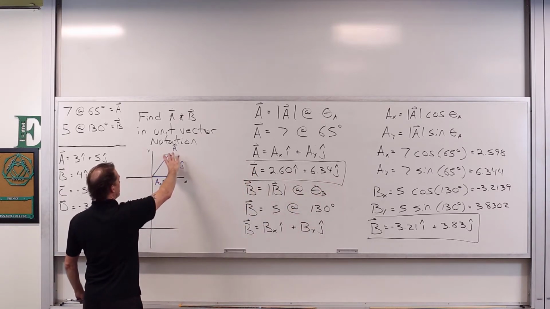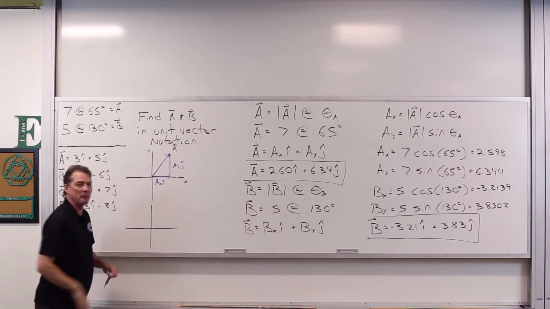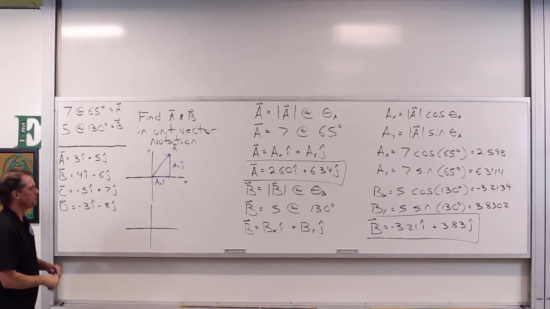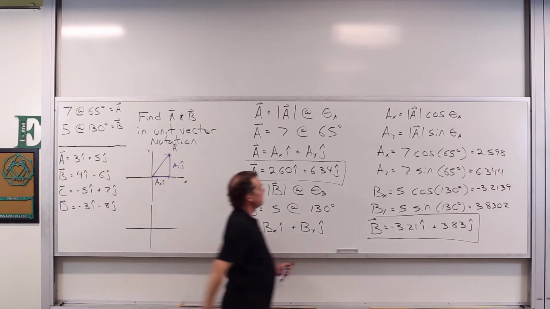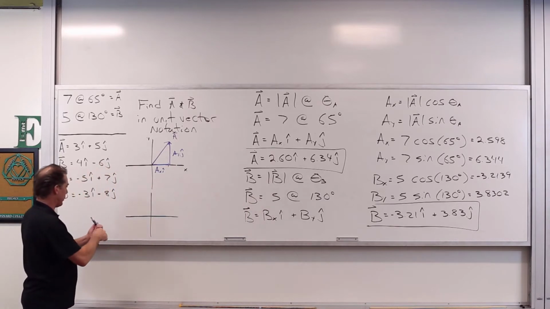2.6, 6.3. It should have been shifted up a little bit more, but that's okay. Hopefully you get the picture of that. Going to the next one, B hat we had was 5 at 130 degrees.